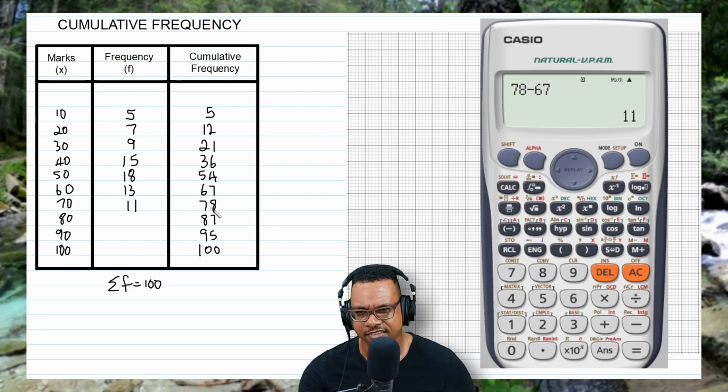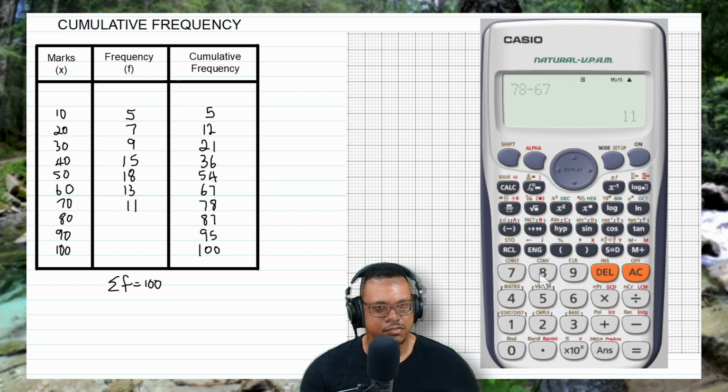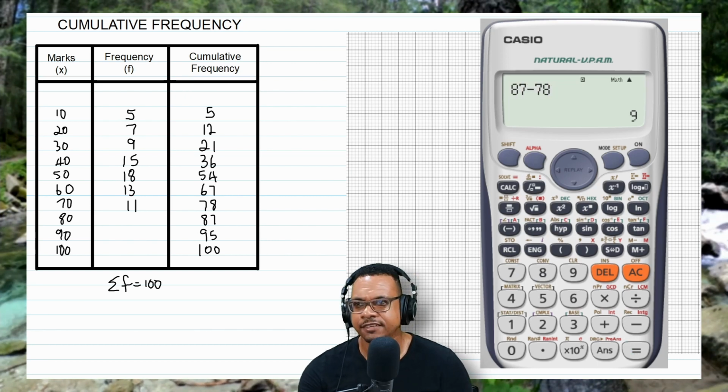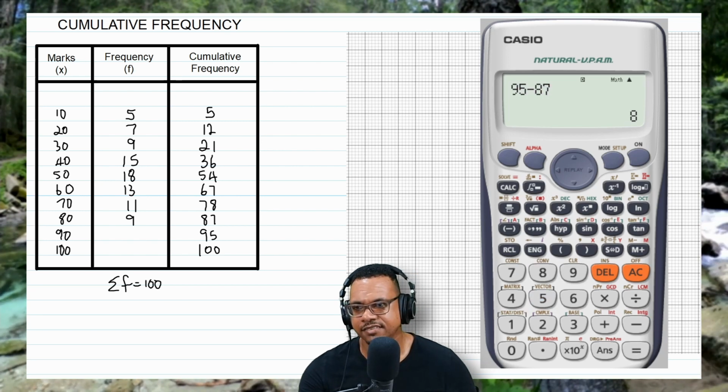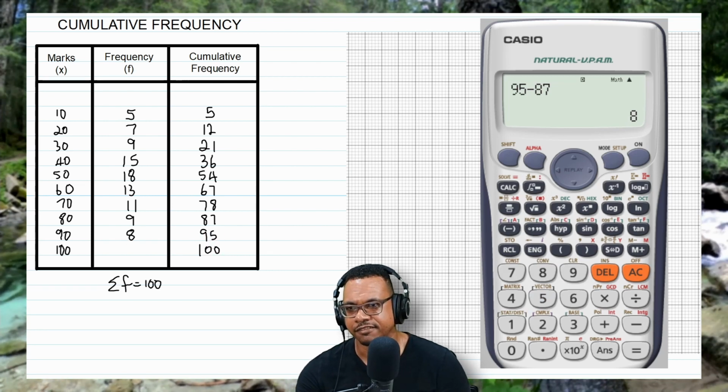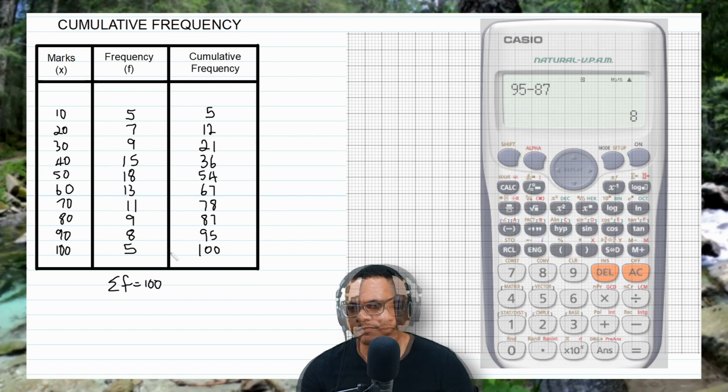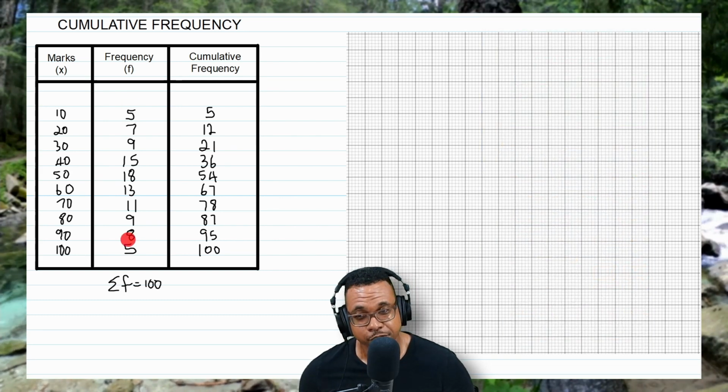Then we have 87 take away 78. So 87 take away 78, and we get 9. So I'm going to have 9 here. 95 take away 87, and we get 8. So I'm going to write 8 here. And of course, 100 take away 95 is 5. And that's how you can get back the frequency from the cumulative frequency.